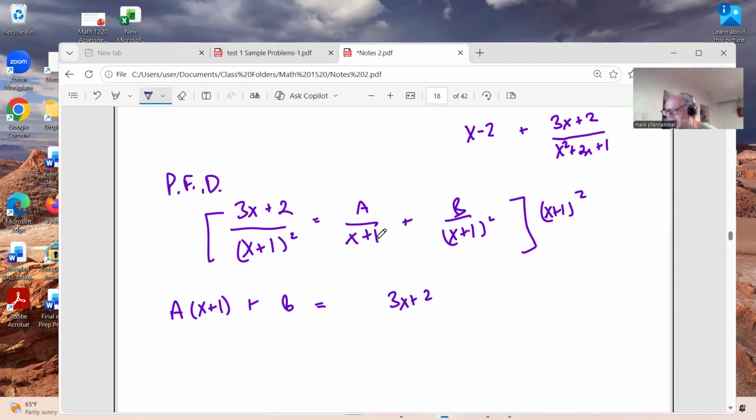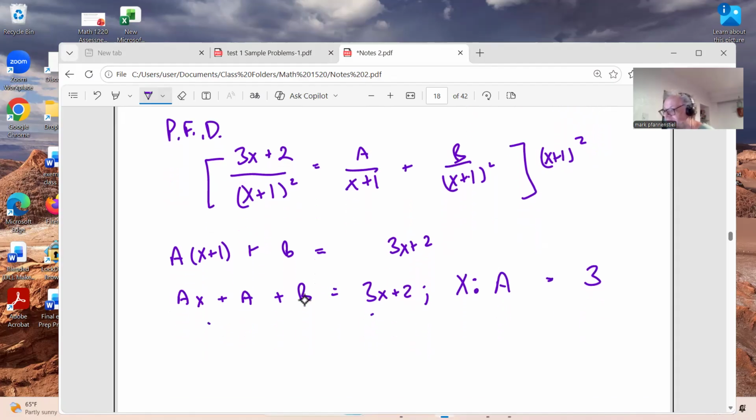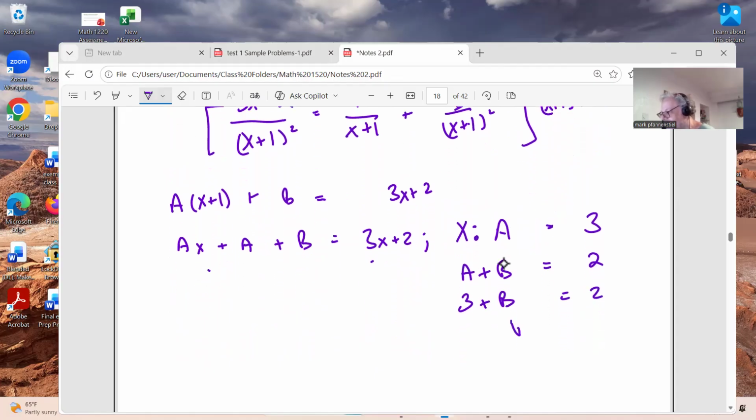So going through and equating coefficients, we have ax + a + b must be 3x + 2. Equating coefficients, as far as my x coefficient, take all the things that have a on the left-hand side, equate them to all the things with x on the right-hand side. Oh, a is 3. Well, that was a tough system. So here we have a + b = 2. Since I know that a is 3, we have 3 + b = 2. b must be negative 1.